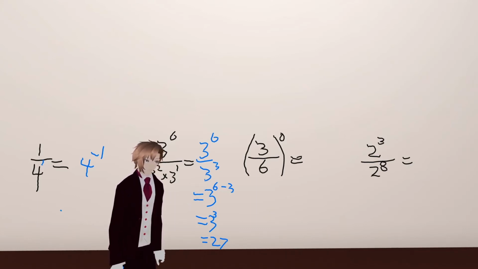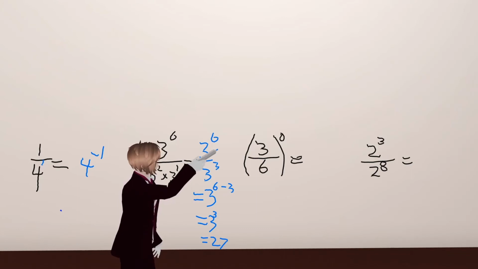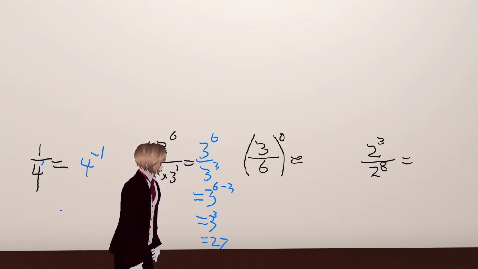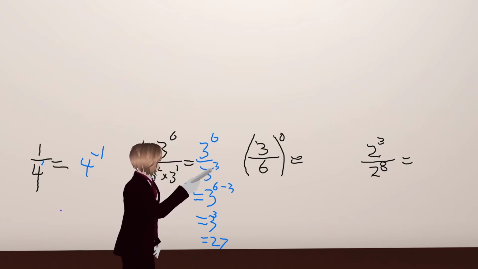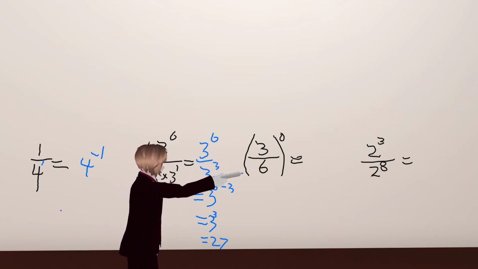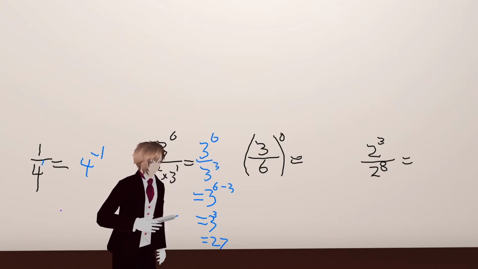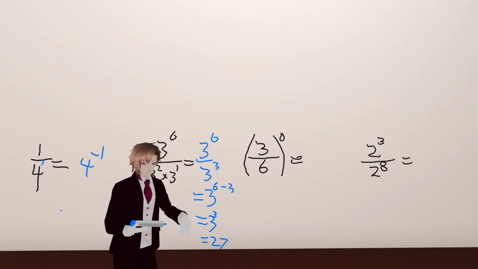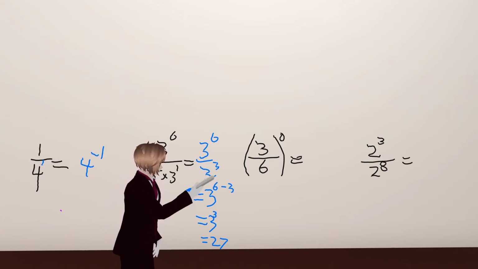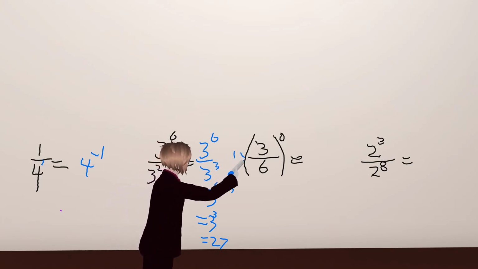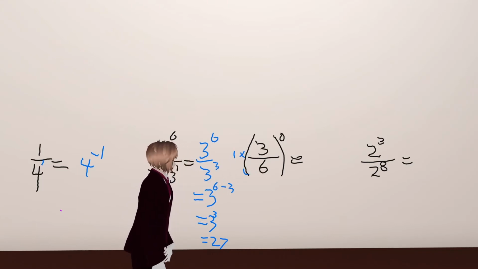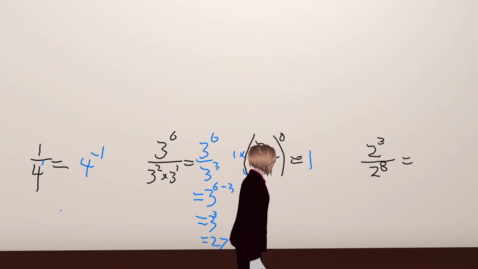This next one is pretty easy, because everything is just to the power of 0. So this ends up being 1, because we've got 3 over 6 to the power of 0. So we have none of them. So we end up with just 1 left over, because this is still the same as 1 times none of these. So we end up with 1.